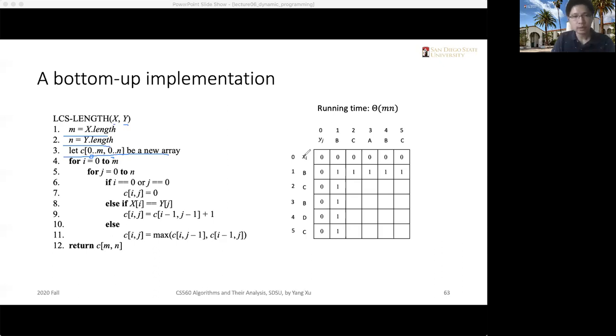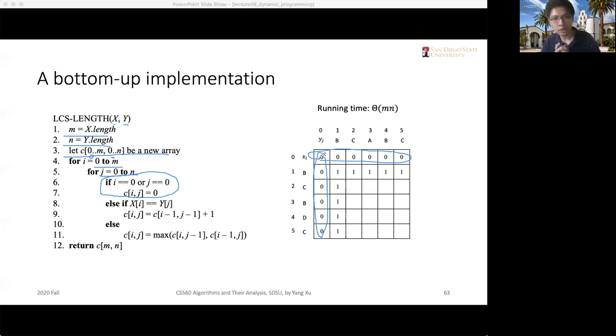Okay, so i will iterate from 0 to m, j will go from 0 to n. In the smallest case, when either i equals 0 or j equals 0, we will put zeros in these cells, these entries. Because if we are comparing two subsequences, if one sequence has 0 elements, then of course the common part is also 0.